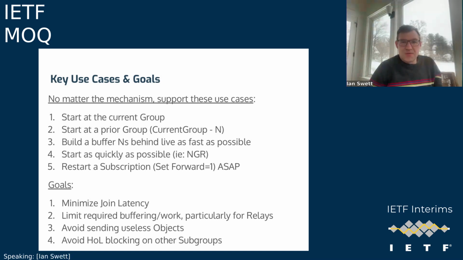Right. So we have some key goals. Obviously, minimizing join latency is very important. We also want to limit the amount of buffering and work, particularly on relays. Relays do not have an infinite amount of memory. We can't assume that they do. We'd like to avoid sending useless objects in a number of cases, and avoid head-of-line blocking, which is related to latency, but probably worth calling out. As we're starting, if at all possible, we'd like to minimize the head-of-line blocking that's unnecessary.